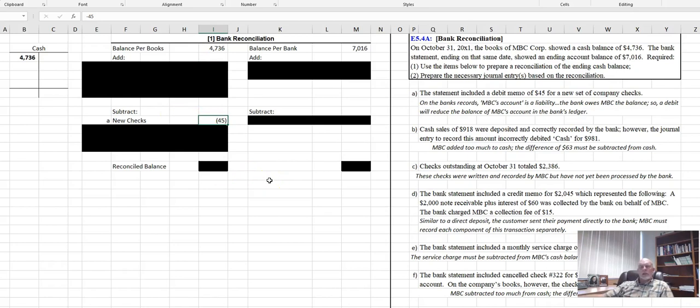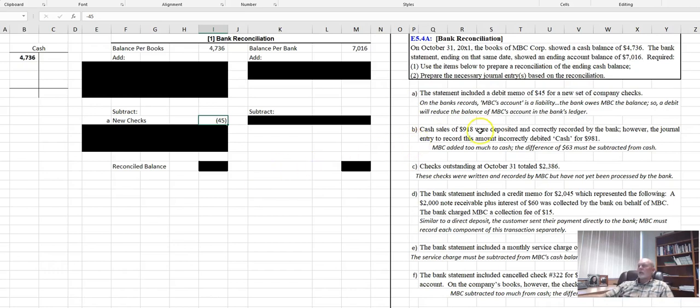So for each one of the items that we go through, you want to ask yourself, who has already recorded this item, and did they do it correctly? If so, you need to update the other party. If they did it incorrectly, then of course you need to fix it on the books of whoever did it.